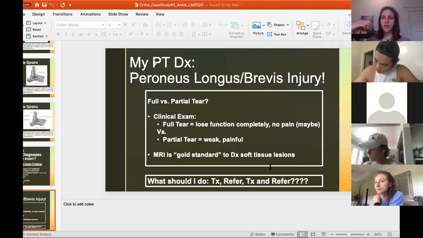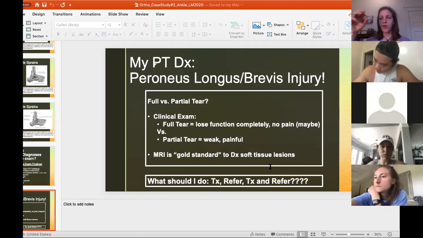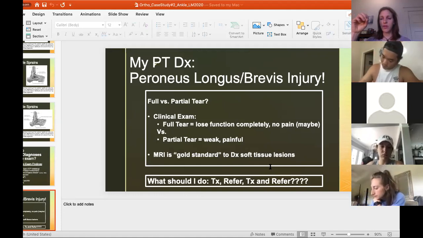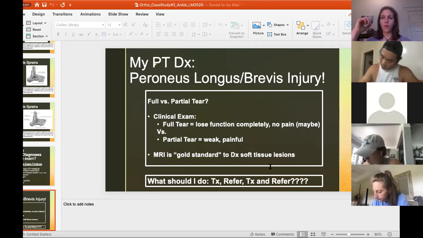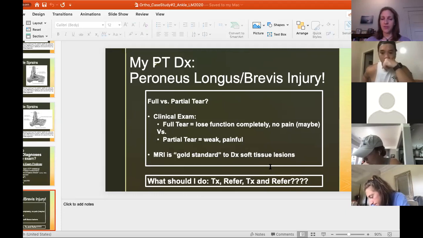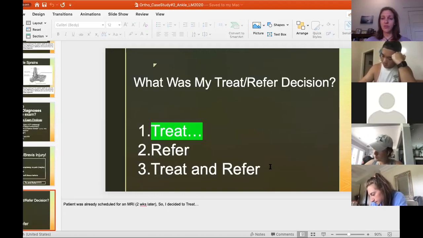Okay, so based on my findings, she's able to go through the motion, weak and painful, which more likely describes her symptoms. So in my mind, I'm thinking probably partial tear or tendinopathy type presentation. And so that's going to affect my treatment and referral decision. For me, I decided to treat. I did not decide to refer. She was already scheduled for an MRI. So who am I going to refer to? I think she's appropriate for physical therapy. So I decided to treat.